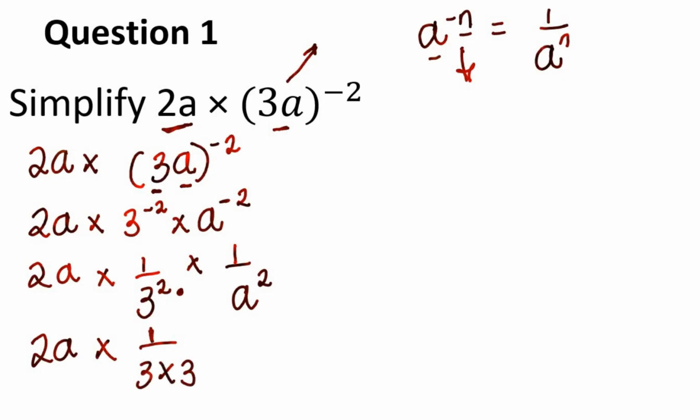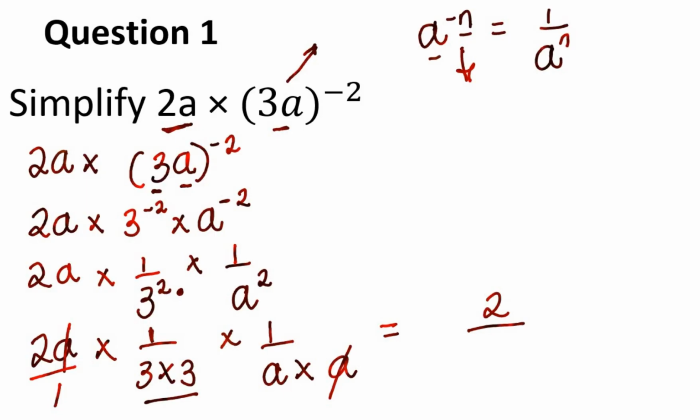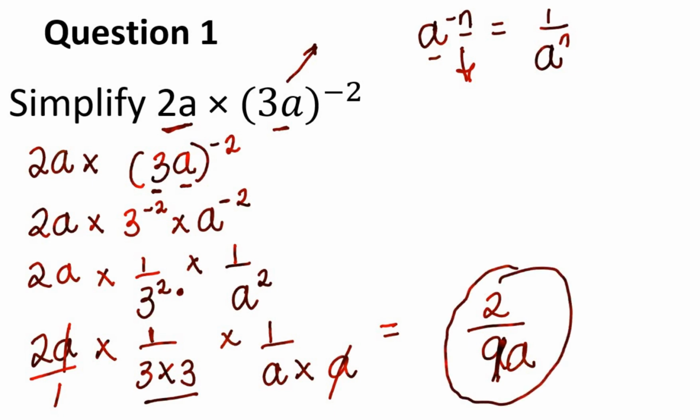If it's cube, like if the exponent is 3, I'll multiply the base number by itself in 3 places. So times 1 over a times a. One of these a's cancels the a in the numerator, because this is the same thing as saying 2 over 1. So 2 times 1 is 2, 3 times 3 is 9, and 9 times a is 9a. So the final answer is 2 over 9a.